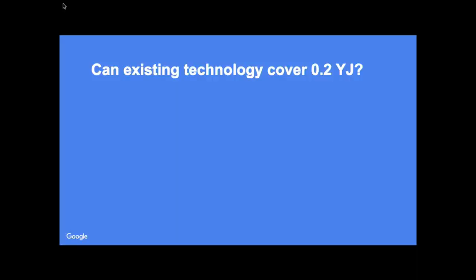Well, one natural question to ask is, we have a lot of energy technologies on the planet today. Will they be able to cover this 0.2 yottajoules? Can we use fossil fuels? They're pretty abundant. Can we do that? Or if we don't want to use fossil fuels, how about low carbon technologies or zero carbon technologies? Will those be able to generate 0.2 yottajoules?